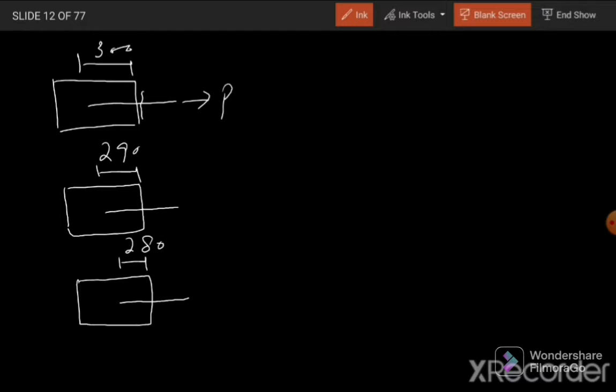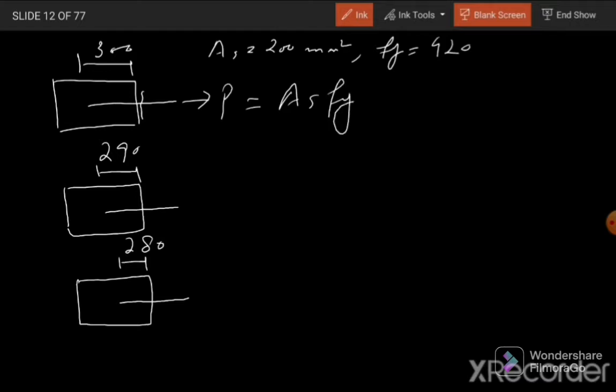For the first case, when we apply the load P, it fractures because of yielding at the face of this cube. The area of the bar, AS, is equal to 200 mm² for a 16 mm bar, and suppose Fy of this bar is 420. So the load P at which this fracture occurs is equal to AS times Fy, the yield strength times the area of the bar. Substituting these values, it becomes 84 kilonewton.